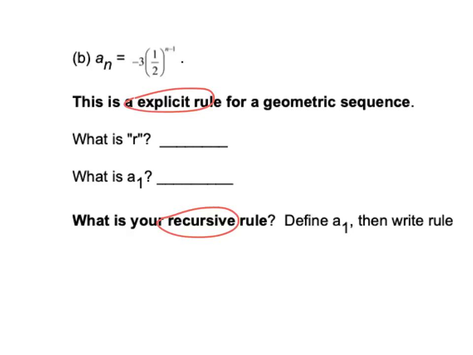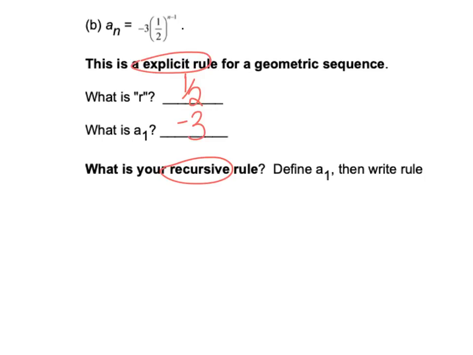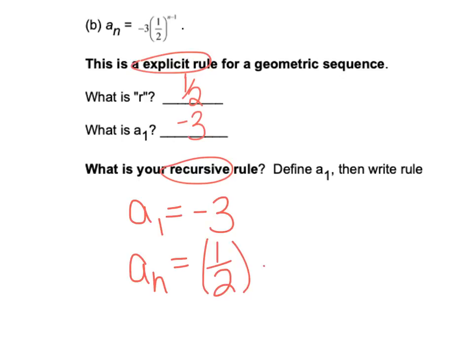So our ratio, our r value here, is 1/2, and our first term is -3. In a geometric sequence like this, everything is pretty clearly laid out. It's a little tougher with arithmetic. So when we go to write a recursive rule, step 1, define a sub 1. We said that's -3. Then we write our rule to find the next term. So a sub n, to find any term, we take our common ratio, which is 1/2, and multiply it by the previous term, which is a sub n minus 1.